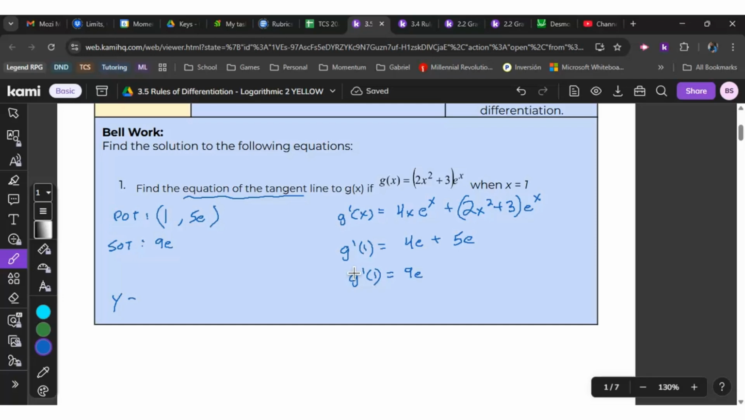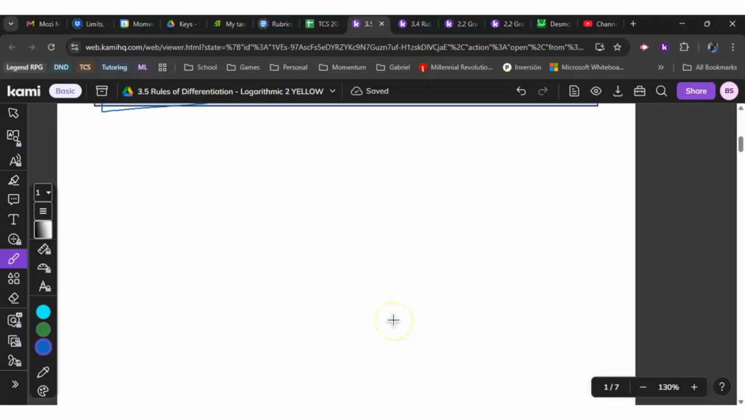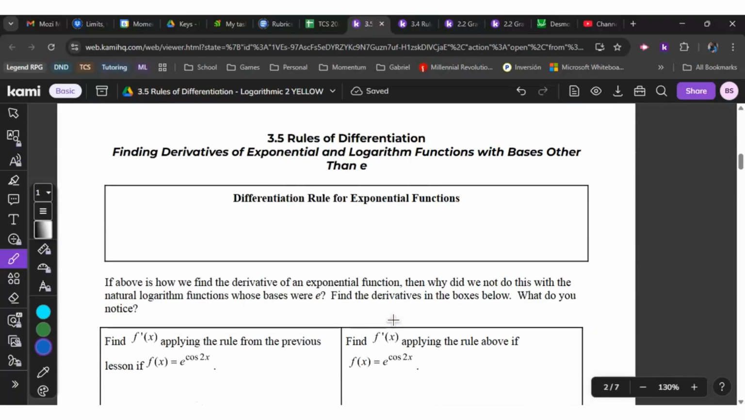So then if I write my equation, it's y minus 5e equals 9e times x minus 1. Amazing. Yes? Does this only one number? Huh? Does this only one? Yep, it's just 9e. All right, now we're going to do it for real.